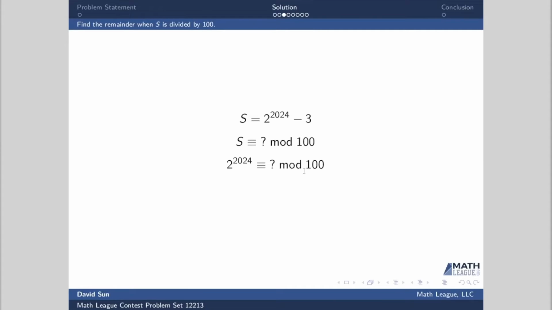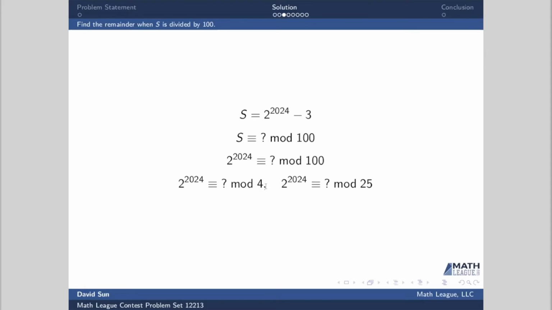To do that, notice that 100 has prime factorization 2 squared times 5 squared, which is 4 times 25. It's enough to find the remainder of this quantity when divided by both of these numbers, 4 and 25, because 4 and 25 are relatively prime, which means that if we know these remainders, we can apply the Chinese remainder theorem to find the remainder of 2 to the power 2024 when it is divided by 100. And from there, we can find the remainder when S is divided by 100.